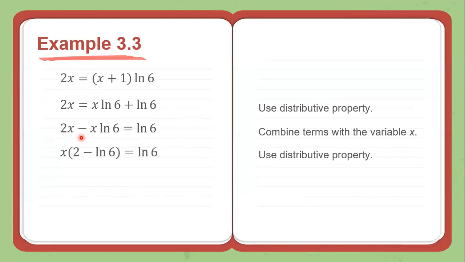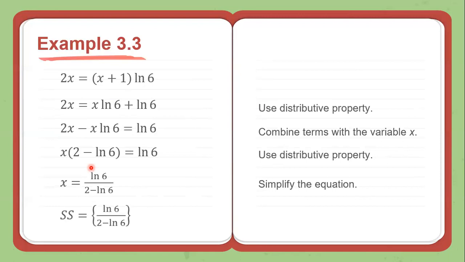The distributive property is applied to obtain x times 2 minus natural logarithm of 6 is equal to the natural logarithm of 6. Then we can divide both sides of the equation by this, giving us x is equal to the natural logarithm of 6 all over 2 minus the natural logarithm of 6. And finally, we have our solution set containing the element natural logarithm of 6 all over 2 minus the natural logarithm of 6.